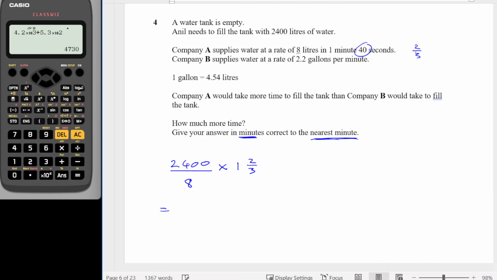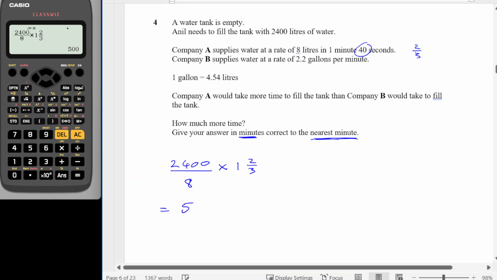We could use the time function for this, although I don't really think it's particularly useful. This was on the foundation paper and I showed it using the time function, but I don't think it was particularly helpful. So if I enter a mixed fraction, I want to press shift and then the fraction button, 1 and 2/3, and that's going to take me 500 minutes.